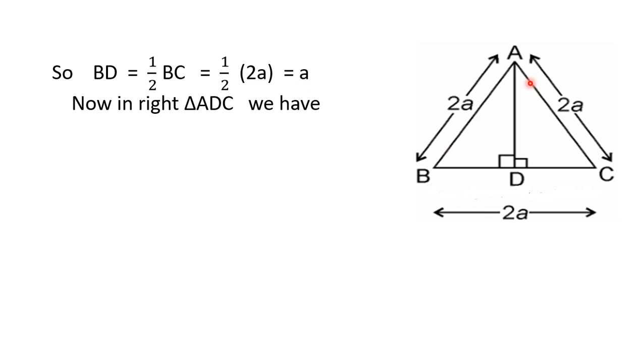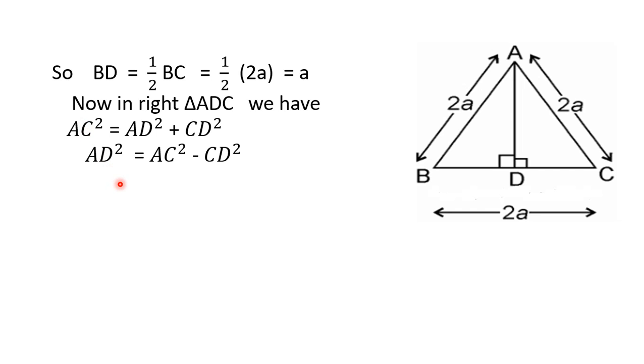Now in the triangle ADC, which has the right angle at point D, we use the Pythagoras theorem that says hypotenuse square is equal to perpendicular square plus base square. So in terms of the sides of this triangle ADC, we write AC square is equal to AD square plus CD square. We have to find the value of AD. So we get AD square is equal to AC square minus CD square, as we transpose CD square to the left hand side.